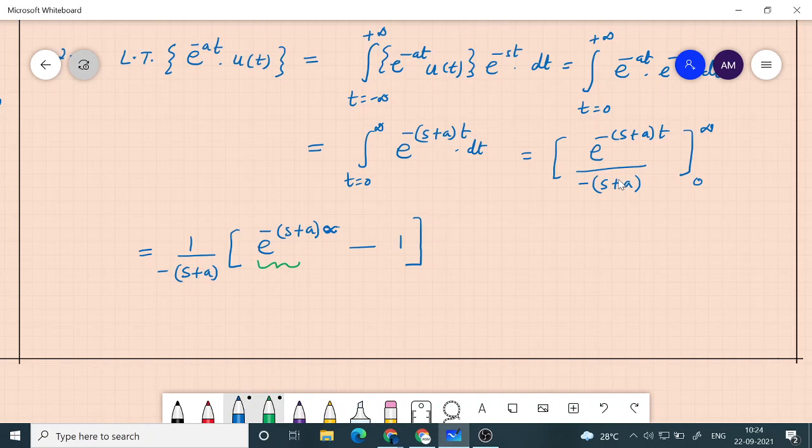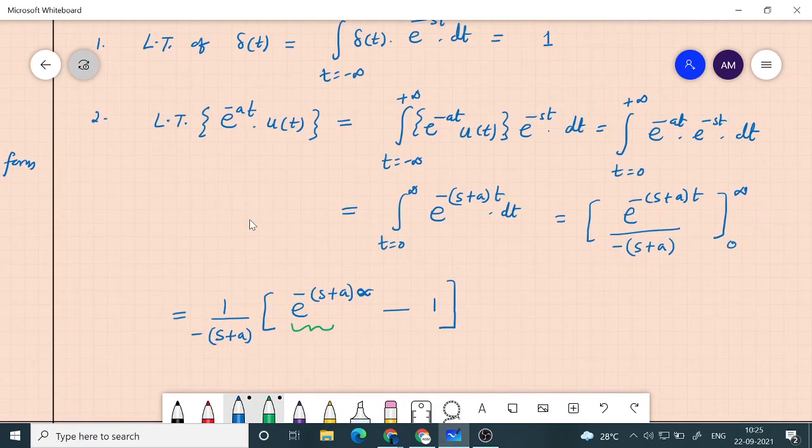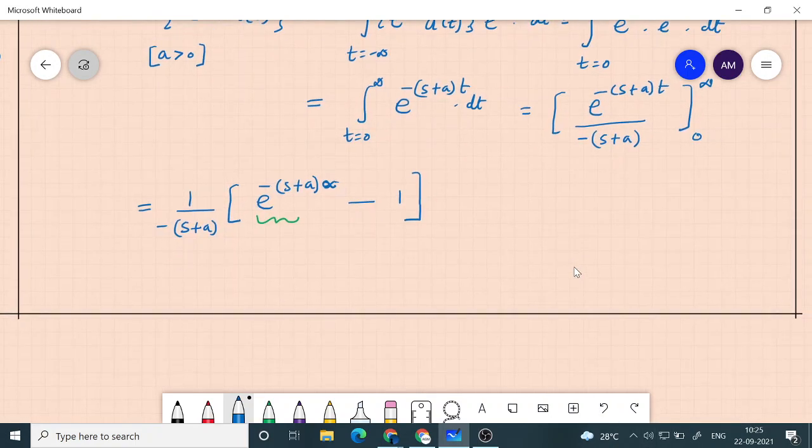So a is some positive quantity. It is given in the problem that a is a positive quantity. Let me put that categorically: a is greater than 0. It is given along with the question.